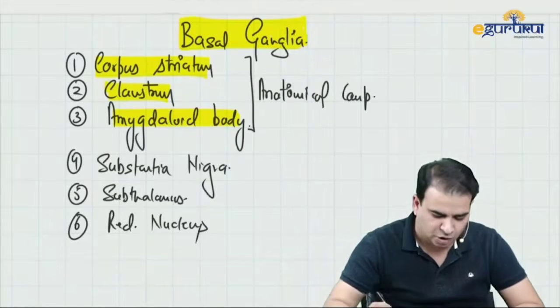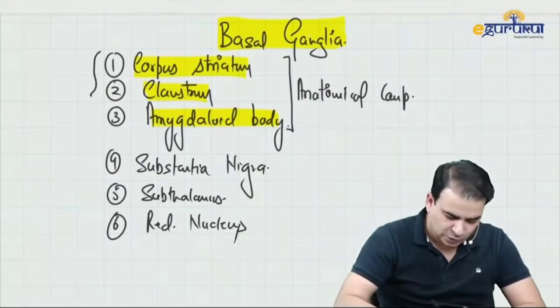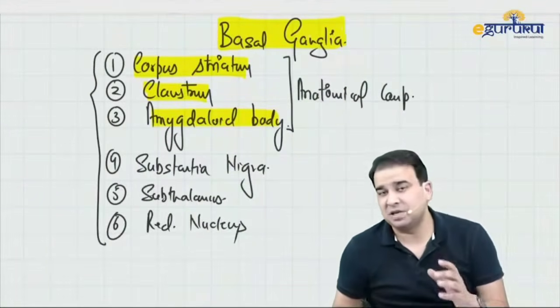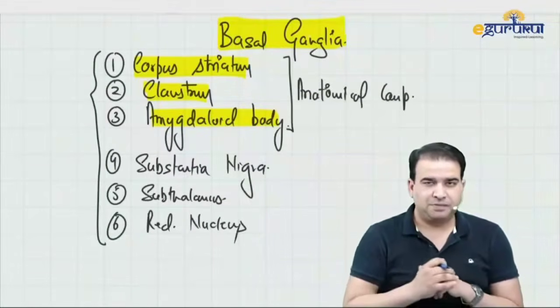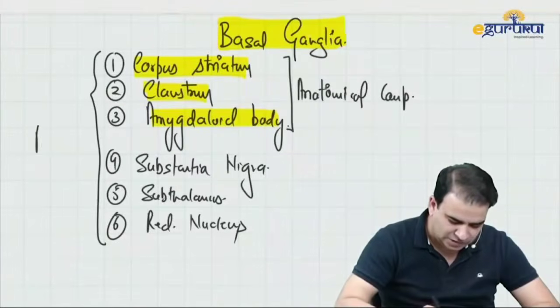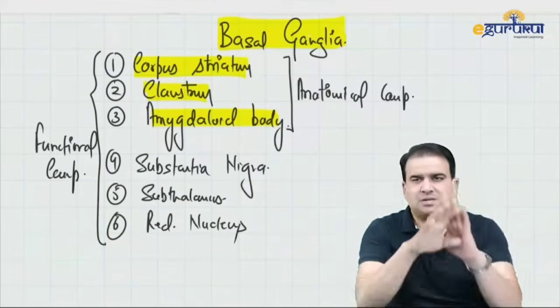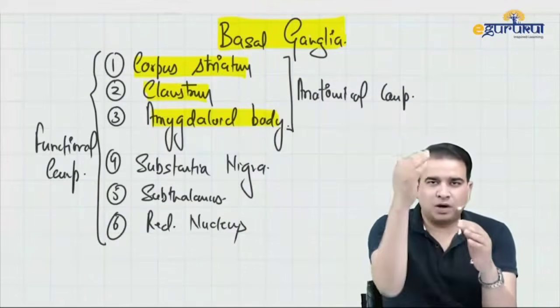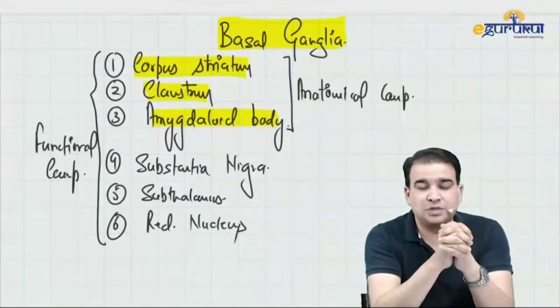These are the anatomical components. But all these, including these three also, the subthalamus, substantia nigra, and the red nucleus, because you'll see some fibers coming from these regions and going to these parts also, they are all considered as the functional components of the basal ganglia. So that's just a very basic thing: what are the parts of the basal ganglia, and how much is the anatomical part and how much includes the physiological part as well.